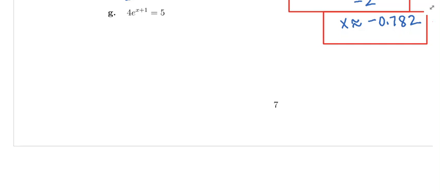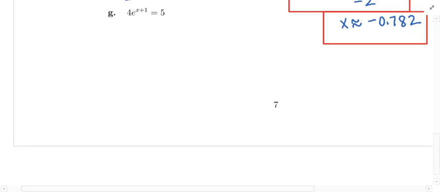Example 7g, the equation is 4 times e to the x plus 1 is equal to 5. This is exponential. There's no logarithm present. The variable is x and it's located in the power, okay? So what we know so far is basically to equate the bases, okay?